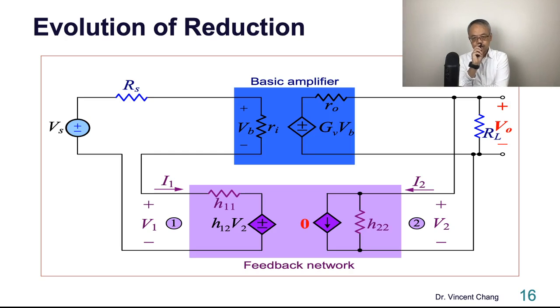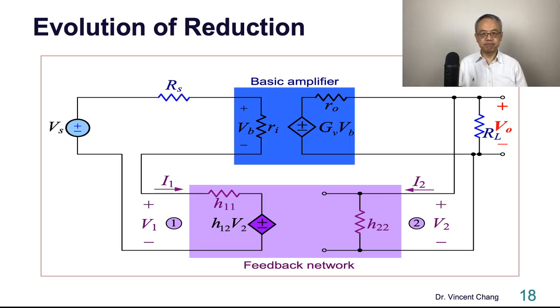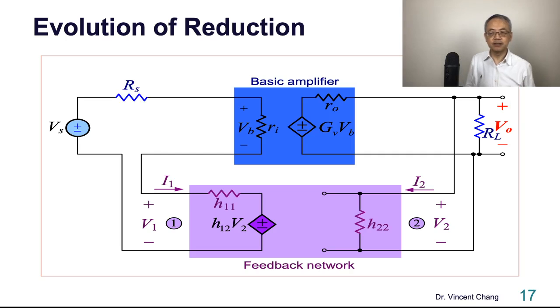And now, we're still a little bit complicated, right? How are we going to deal with this? Because we neglect this, we can take out the H21. We can open the current source. And now, the next step, what did you see? Let me go back. Do you see something is changing?